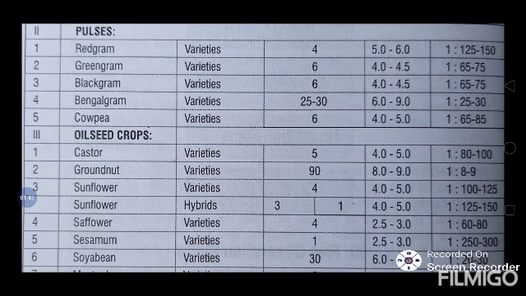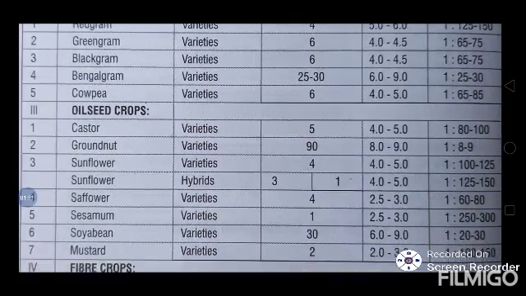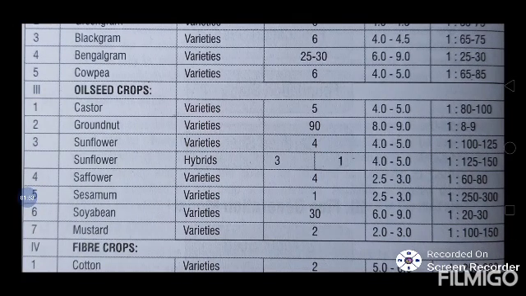In groundnut, the quantity of seed required to sow for 1 acre of land is 90 kg per acre, then yield expected is 8 to 9 quintals per acre and multiplication ratio is 1 is to 8.